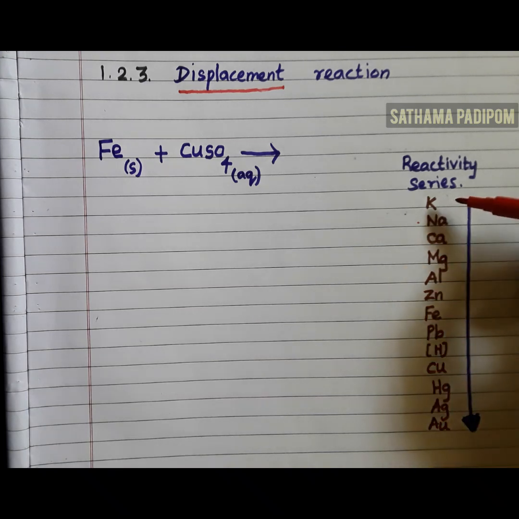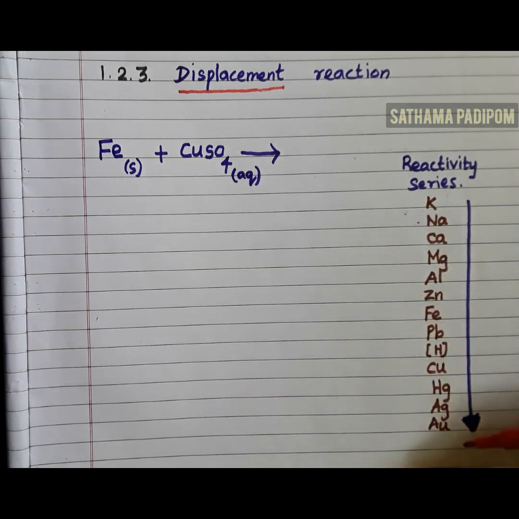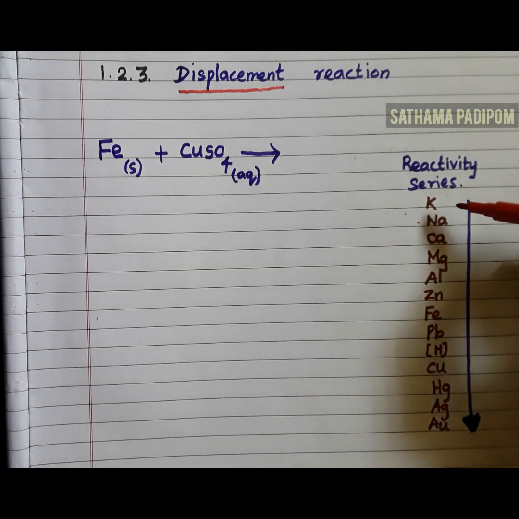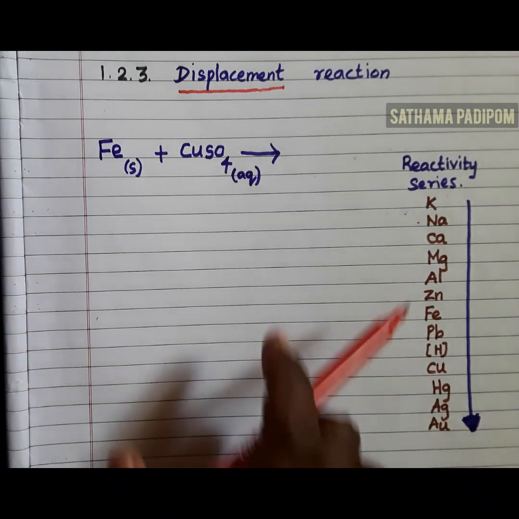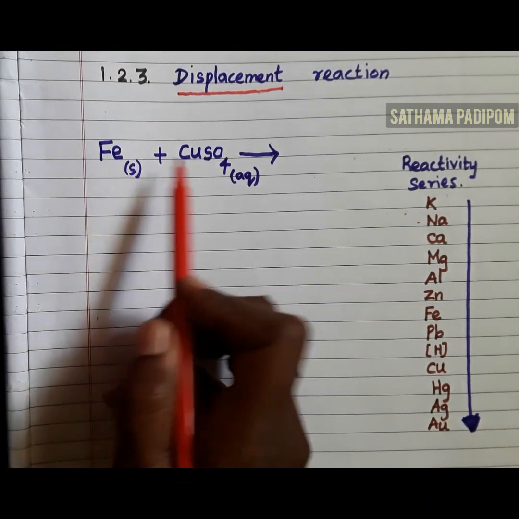So which is the least reactive metal? You can understand from here. Is the value higher for gold or for potassium? Gold. Okay, so look at this, iron, copper.